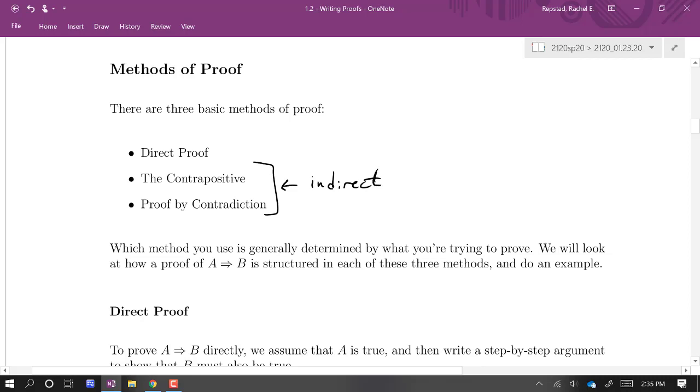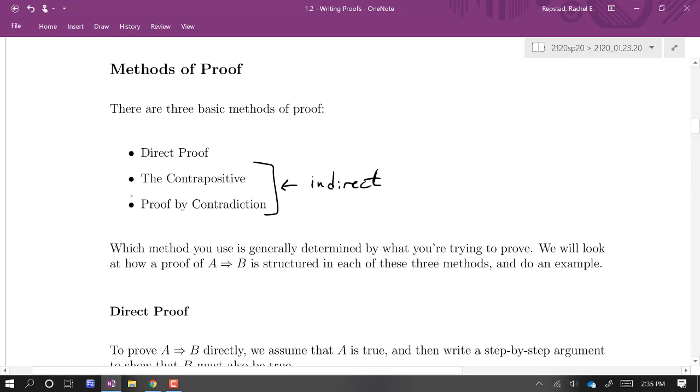In a direct proof, when we're considering proving the statement A implies B, or if A, then B, you just assume A is true. So you get that for free. And then you show that B has to be true. Sometimes going a direct route is hard, and it might be easier to take one of these other approaches.